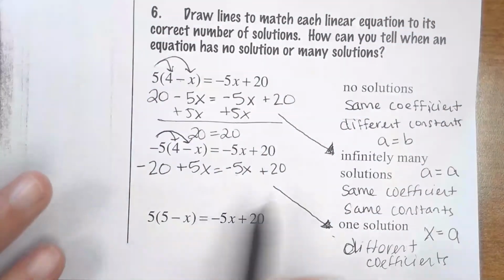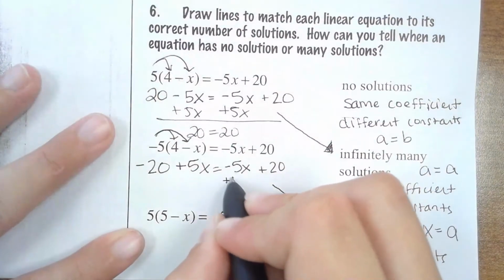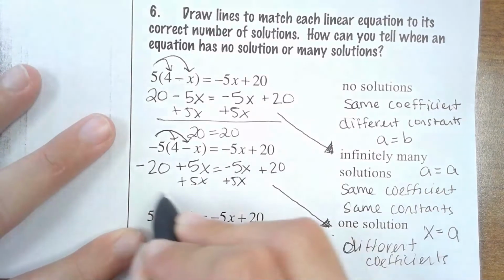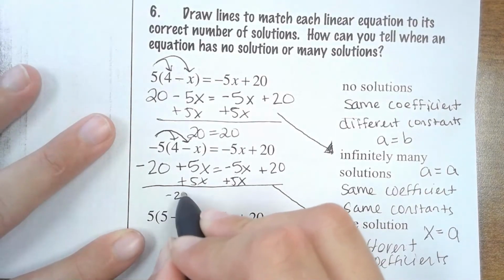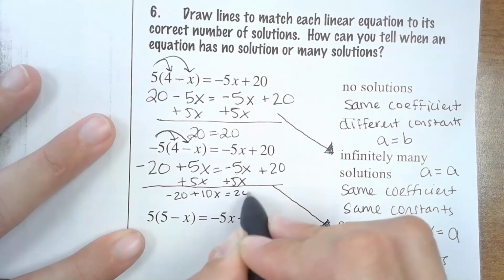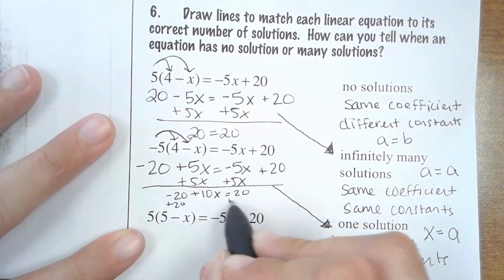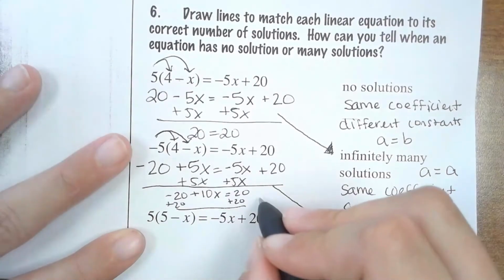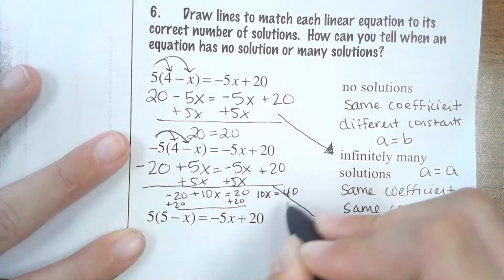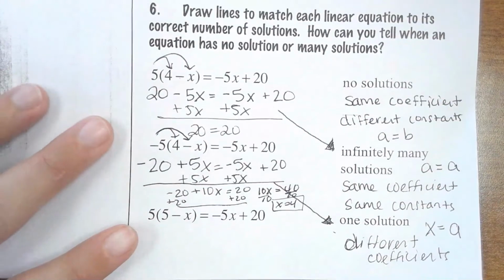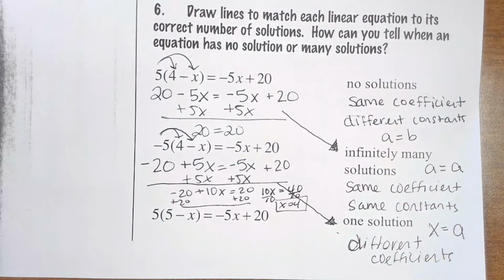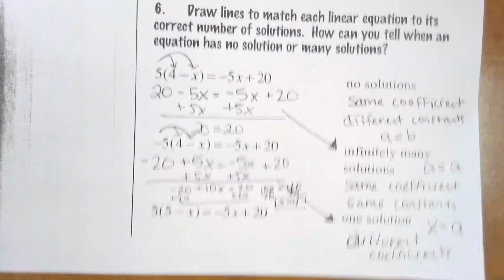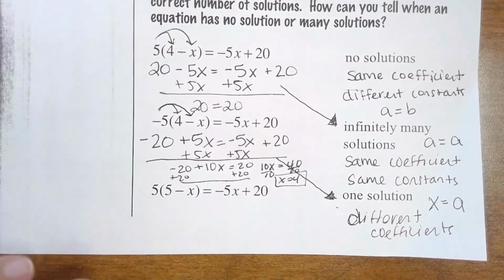And then again, you can keep solving it if you would like. So add your 5x's. That gives you a -20 plus 10x equals 20. Move the 20, so then you get 10x equals 40, divide both sides by 10, and you do get an answer of x equals 4, so that is one solution. Okay, so that means that this last one should be no solution, so let's see.